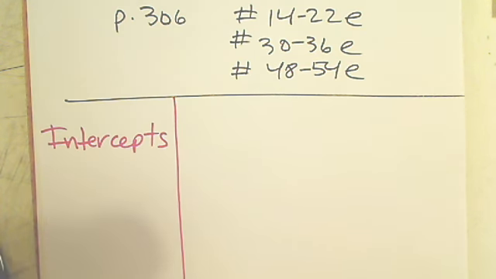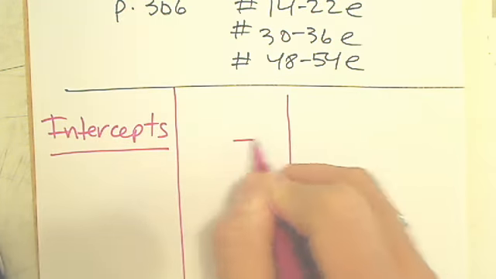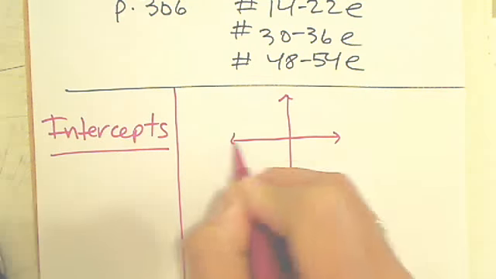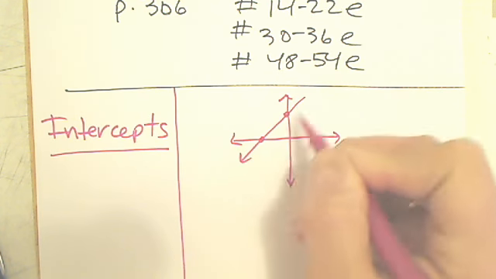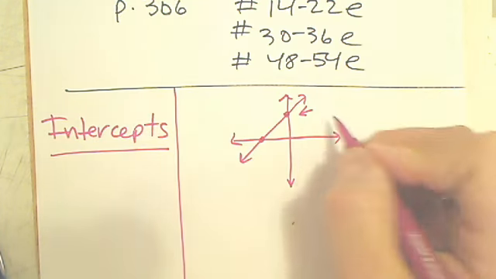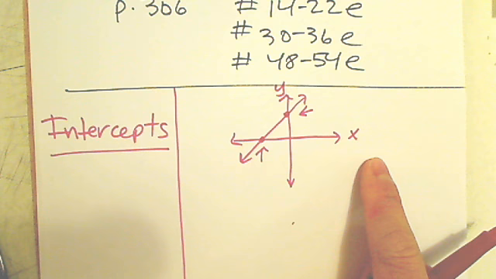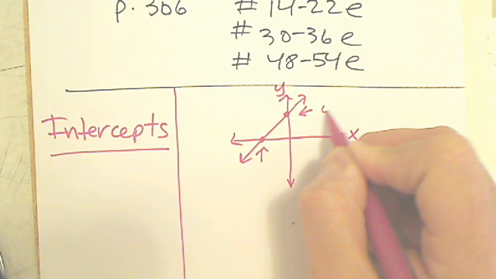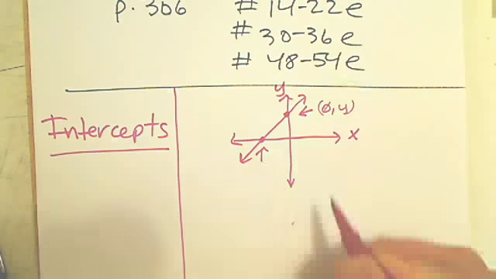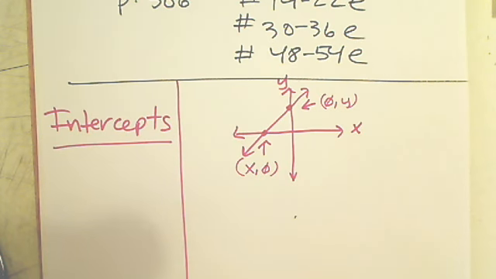Intercepts, interceptions, intercept. It kind of means the same thing. In algebra, the intercept is really easy to understand. It's where the line crosses the X and Y axis. This is the Y axis, Y to the sky, and X goes left and right. Usually this point will be 0, Y and this point is X, 0. The intercepts are where it crosses the X and Y axis.